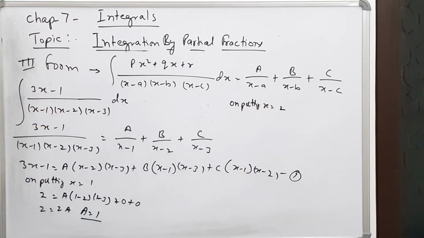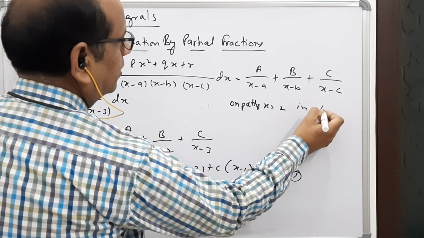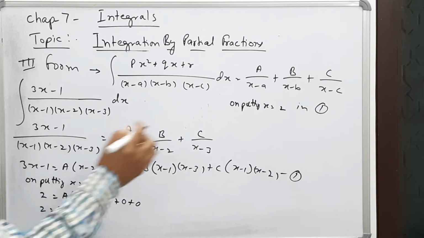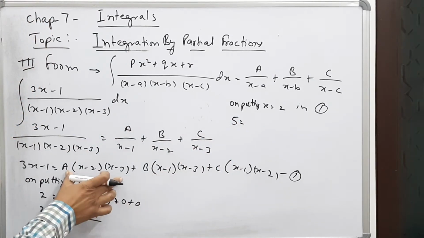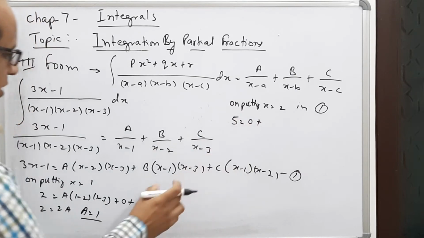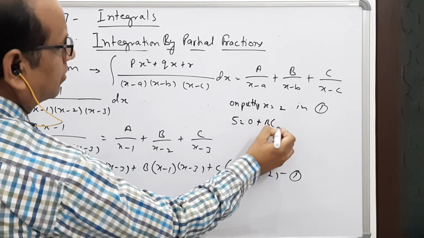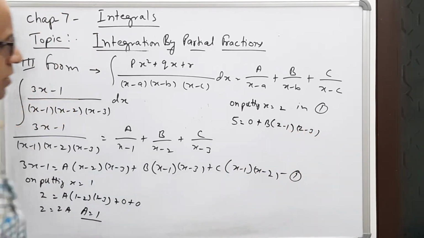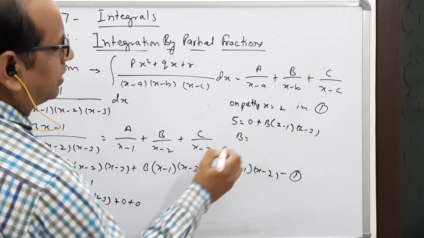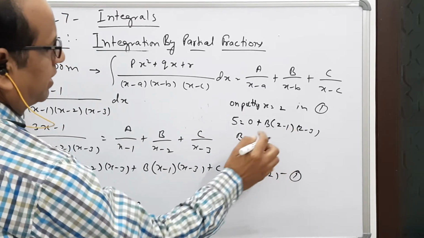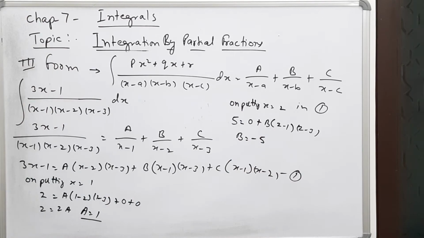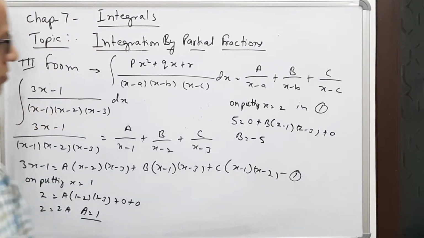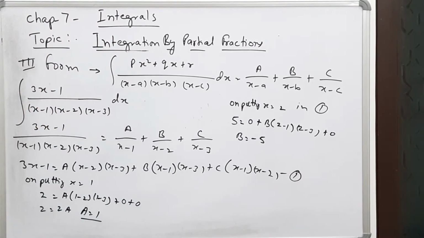The second is on putting x equals 2 in the first. Now, when you put x equals 2, it is 6 minus 1, 5. Here, this part will be 0. Here, b into (2 minus 1) and (2 minus 3). So this is 1 and minus 1, so the value of b will be minus 5. And what about the last part? The last part will be 0 because when you put 2 it will be 0.